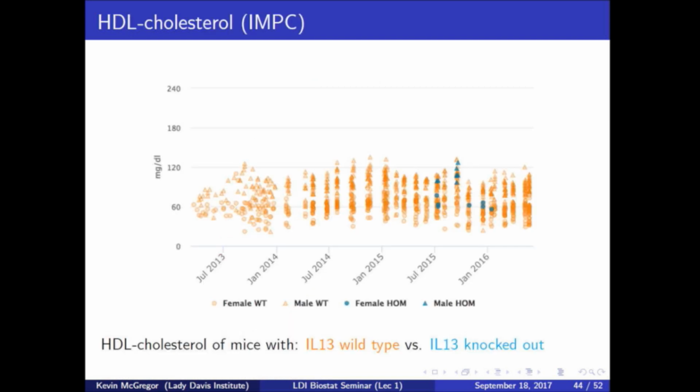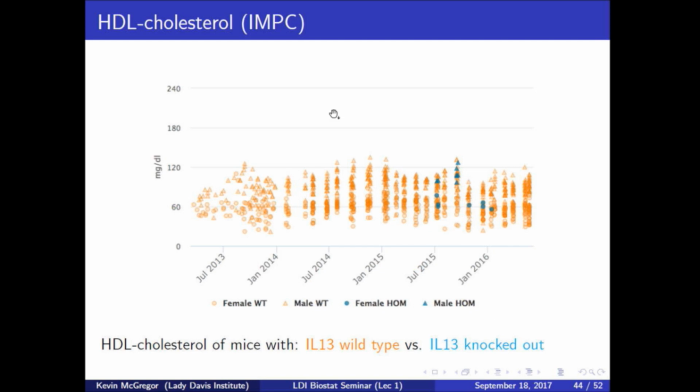So I'm just going to give a quick example. This is the International Mouse Phenotyping Consortium data again. We have two gene types. We have the gene IL-13. We have the wild type, so just the most common form of that gene in mice. And we have mice with this IL-13 gene where it's been knocked out, where it's no longer functional.